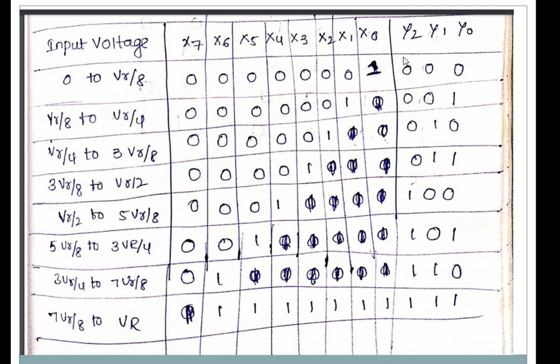So irrespective of the remaining inputs, whether x naught is 0 or 1, the priority encoder will not bother about x0. If x1 is 1, directly it will give the output as 0 0 1, irrespective of the value of x0. And if x2 is 1, it will not go to the x1 and x0 positions. So if x2 is 1, directly it will give 0 1 0.